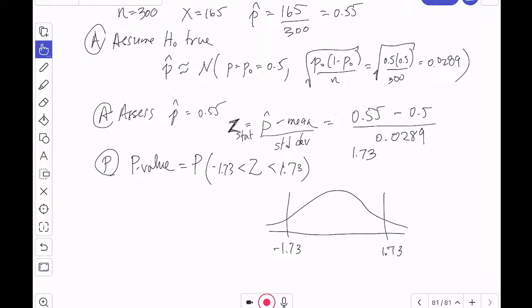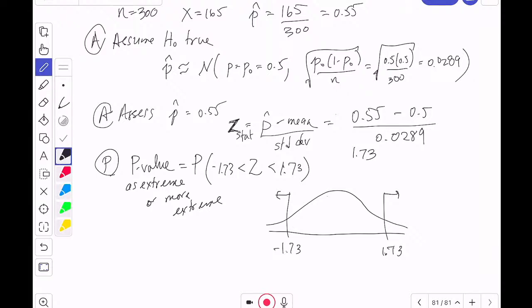What we're doing is calculating the chance of being as extreme or more extreme, right? So in other words, what's the chance of being that rare? What's the chance of being that odd? Is it odd? Is really what we're capturing.